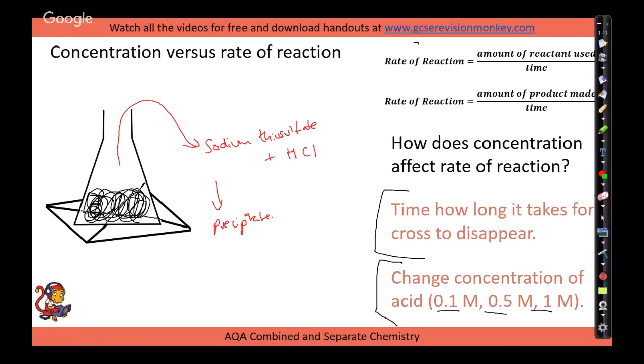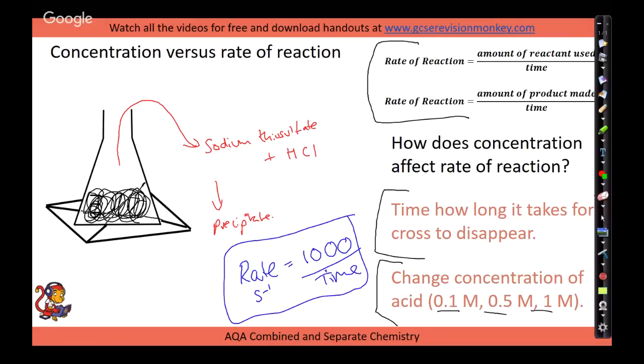However, this time it's really difficult to use these equations up here because we're not measuring a mass change and we're not measuring a volume change. So this is where that weird equation comes in, where we calculate the rate by doing 1000 divided by time. And our rate will be per second. Okay, so if we can't physically measure how much product or reactants are being made or lost, we're measuring a colour change or the time it takes for it to go cloudy, we must use this equation instead.